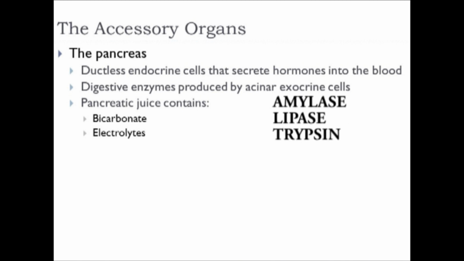The second feature of the pancreas is that it secretes digestive enzymes that are produced by the acinar exocrine cells. These cells will secrete lipase for the digestion of fat, amylase for the digestion of carbohydrates, and trypsin for the digestion of protein. So for clarity's sake, an acinar exocrine cell essentially secretes substance from the pancreas into the GI tract. So it's called an exocrine cell.